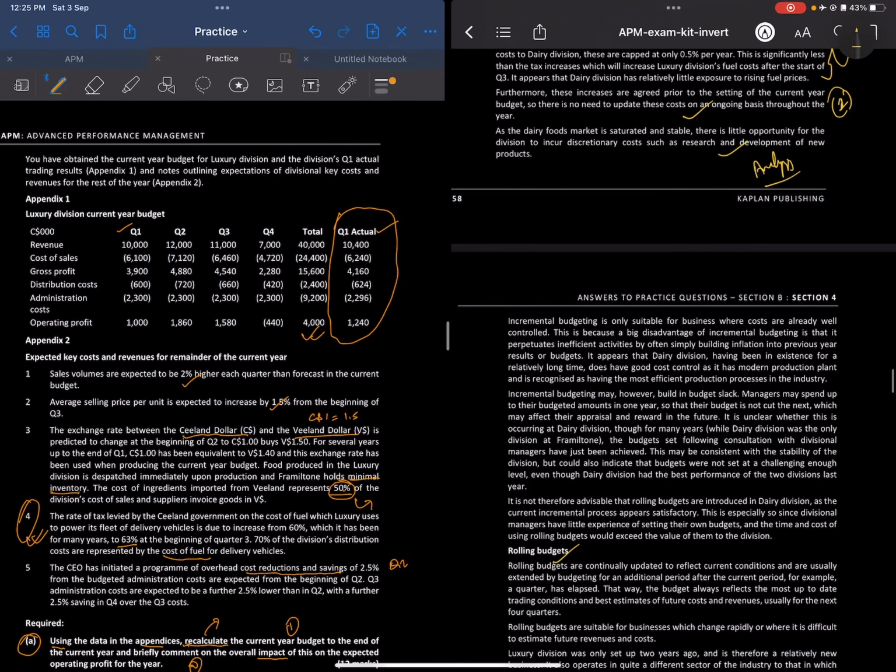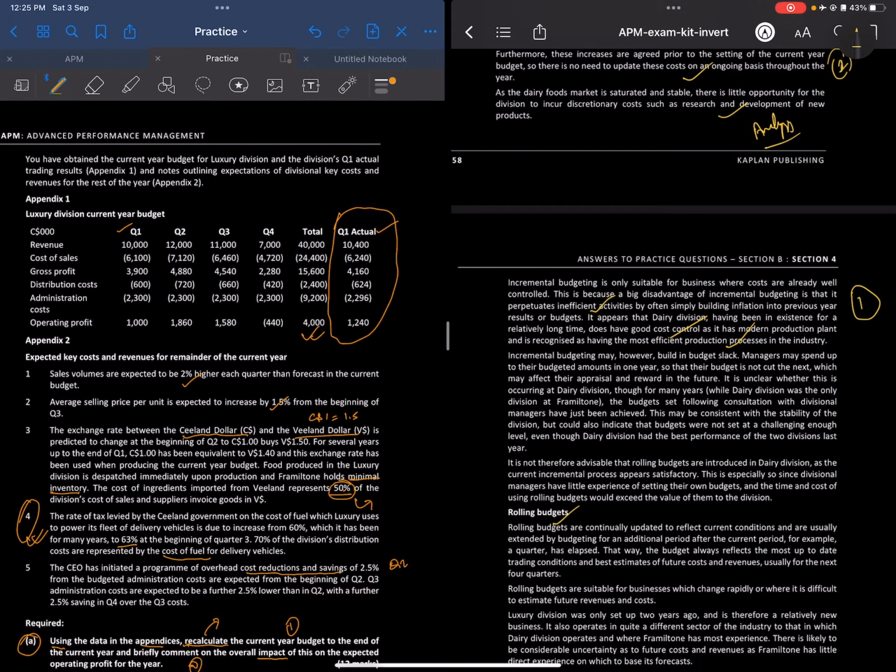And incremental budgeting is only suitable where costs are already well controlled. This is because a big disadvantage of incremental budgeting is that it perpetuates inefficient activities. So we are talking about negatives now, okay? So by simply building inflation into previous year, it appears that dairy division have been in existence, and then they have good cost control, I mean, and it has modern machinery, which is more efficient, right? Remember I talked about this as well, so that should earn us 1 mark.